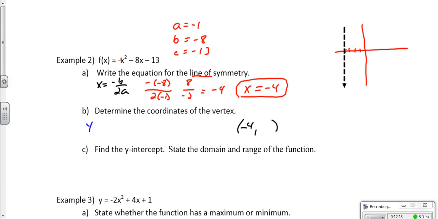We go back to the equation and plug in negative 4 for x. Negative 4 squared minus 8 times negative 4 minus 13. Notice the negative and negative here are different. The negative out front is different from the negative in the x value. So negative 4 squared is 16, but it's a negative out front, so negative 16. Negative 8 times negative 4 is negative 32 minus 13.